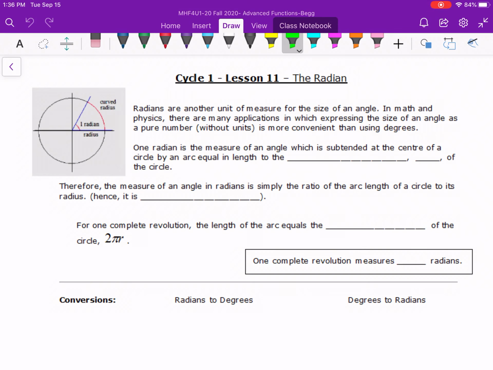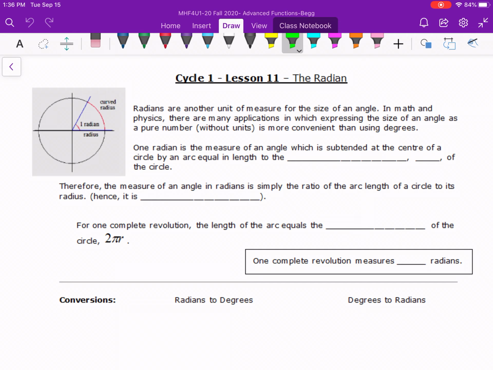Cycle 1, Lesson 11, we are going to move on again to a new type of function for Cycle 1, and our last 4 lessons are going to have to do with trigonometric functions. So before we get to the trig functions, though, we're going to introduce a new way of measuring angles, new to you anyway.